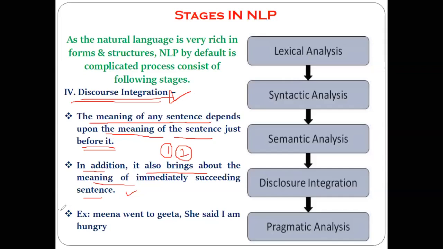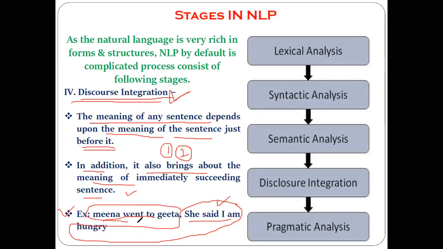Okay, let's see the example here. Meena went to Geeta. She said, I am hungry. Now if you only heard this, which one? This one: She said, I am hungry. Now, will you be able to draw any conclusion from this? No. Now, in order to understand this, you need to first understand this also.